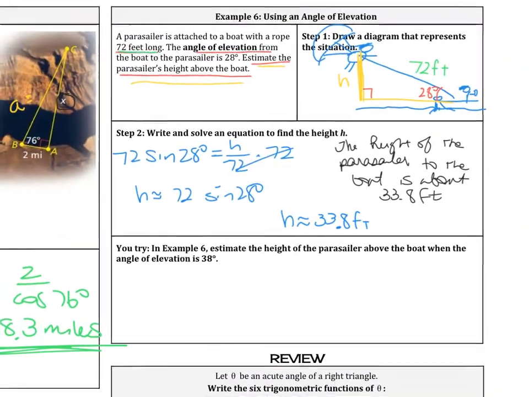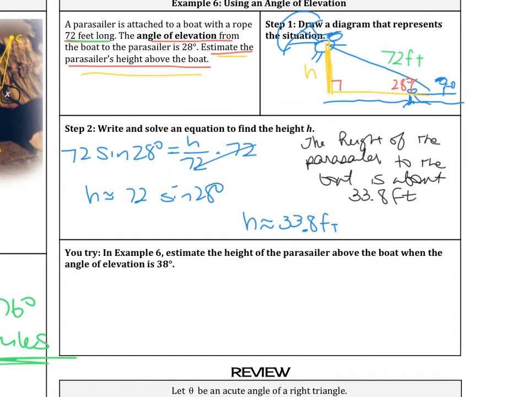Okay? So go ahead and try this last example. Estimate the height of the parasailer above the boat when the angle of elevation is 38 degrees. So the rope is still 72 feet. So you just have to change the angle there. So go ahead and try this example. And when you come back, I'll have the answer for you.